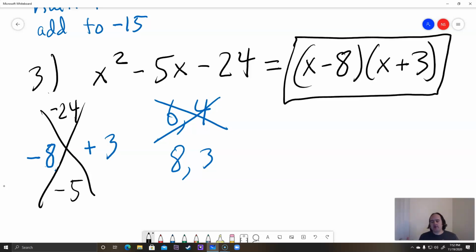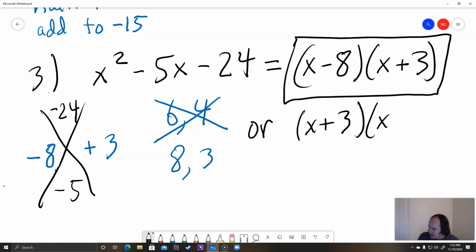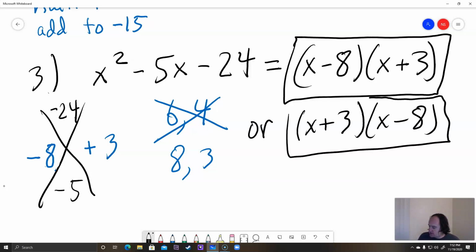And by the way, if you're doing your homework and you notice the order in which you get your answer is different from what they did, don't stress out. Because remember, when you're multiplying, the order doesn't matter. So you could have also gotten the reverse order. So you could have had x plus 3 times x minus 8. The order doesn't really matter. So this answer is just as correct as the first one. Switching around the order of the factors makes no difference.